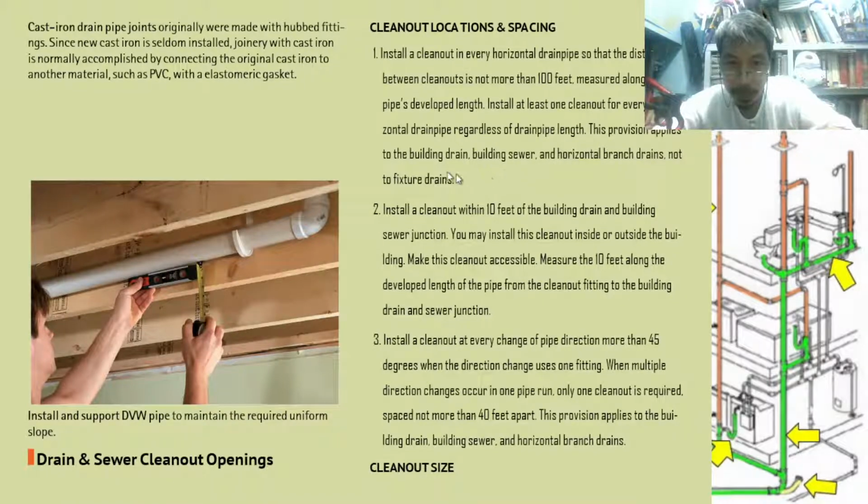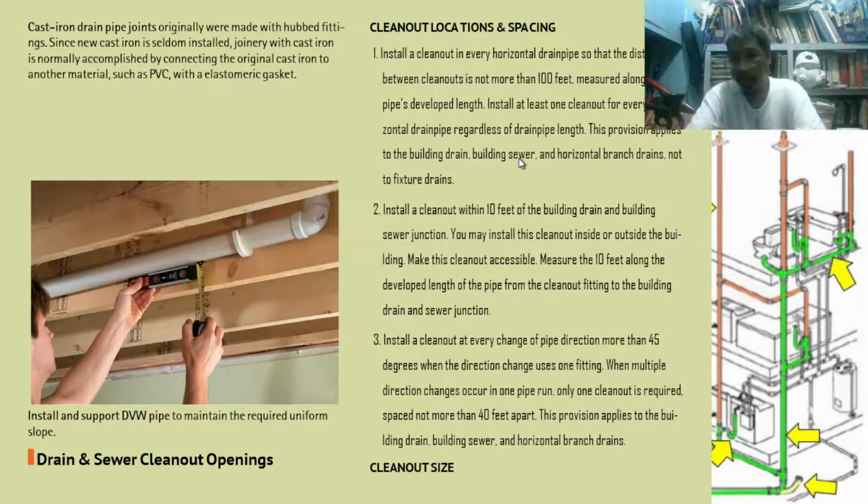This provision applies to building drain, building sewer. Building drain, building sewer, they are short. They are very short. Okay, less than 10 meters. Less than 5 meters. They are less than 5 meters. They are even less than 3 meters. Okay? So building drain, building sewer. The horizontal branch drains and not to fixture drains. Okay? So fixture drain is different. So for fixture drains, you can use this standard.